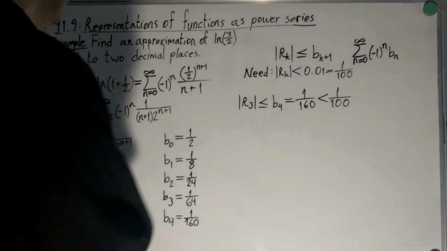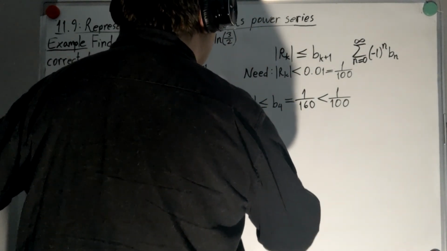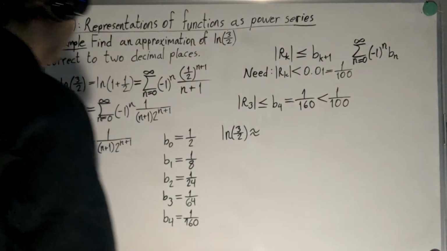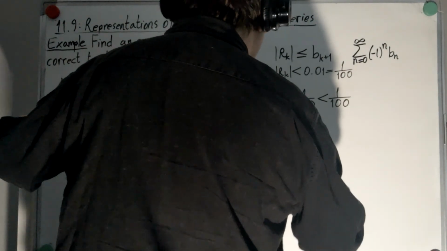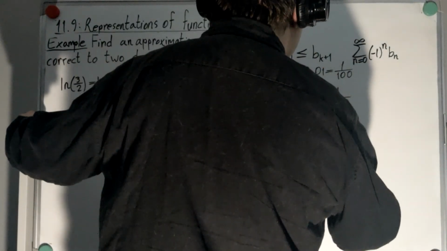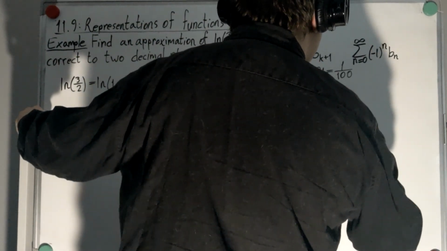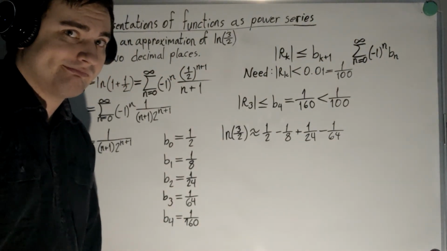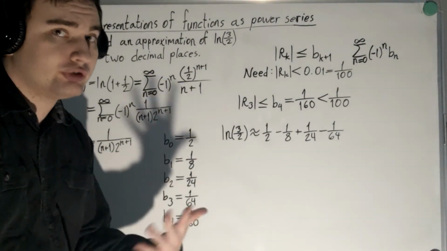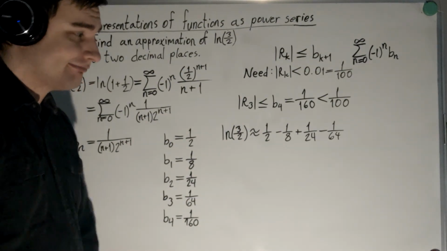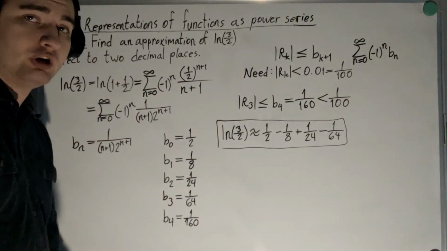So, this means that the natural log of 3/2 is approximately equal to 1/2 minus 1/8 plus 1/24 minus 1/64, and that's it. And when I say approximately, in this case I'm saying correct to 2 decimal places. So that is our approximation for the natural log of 3/2.